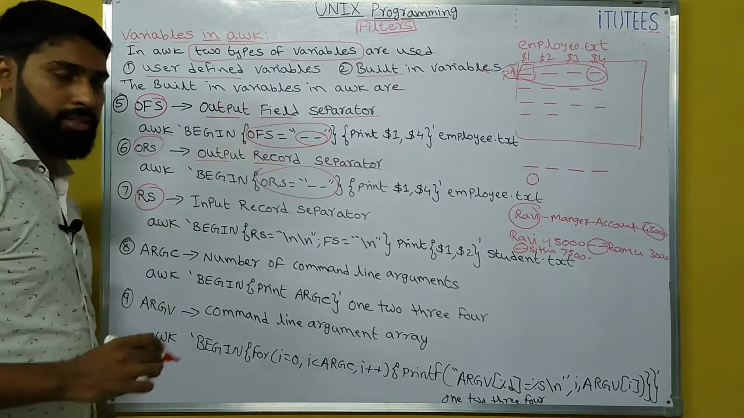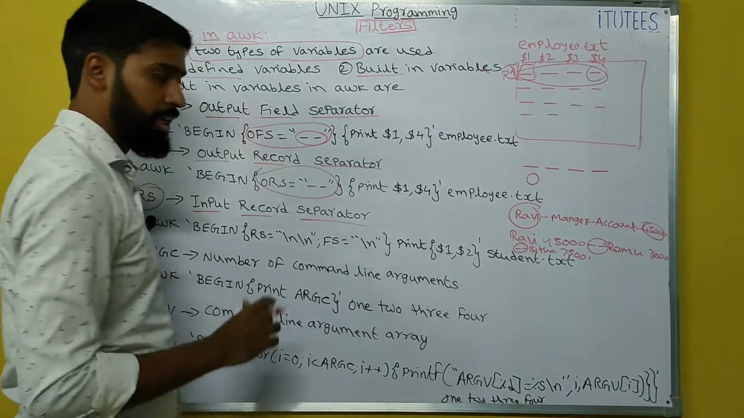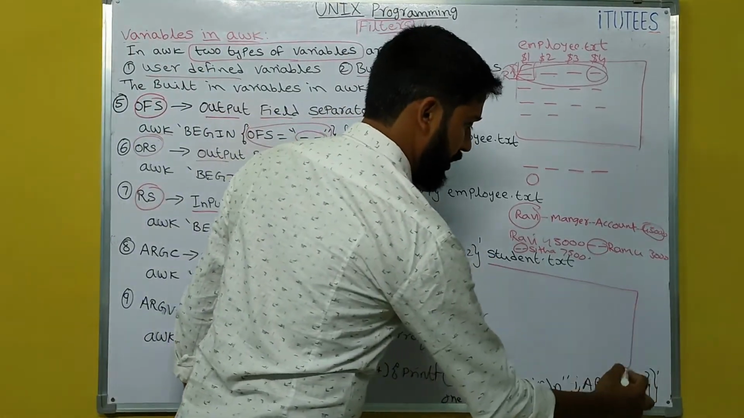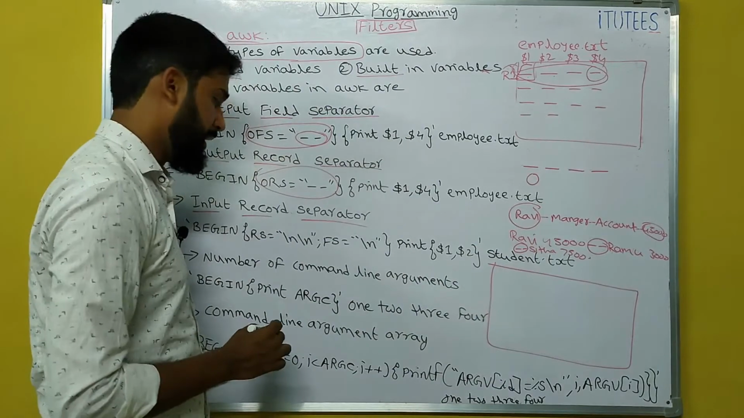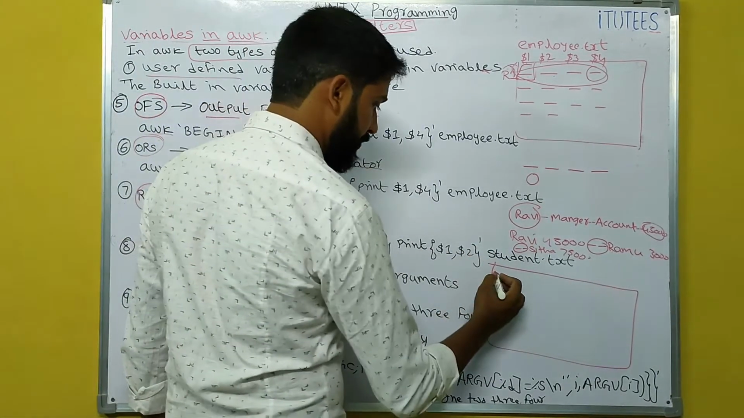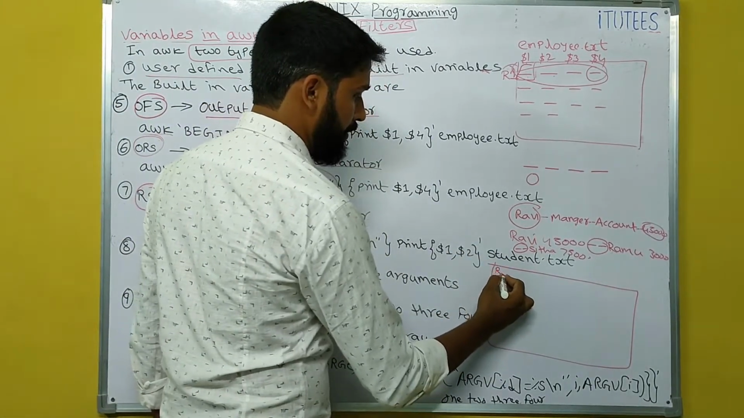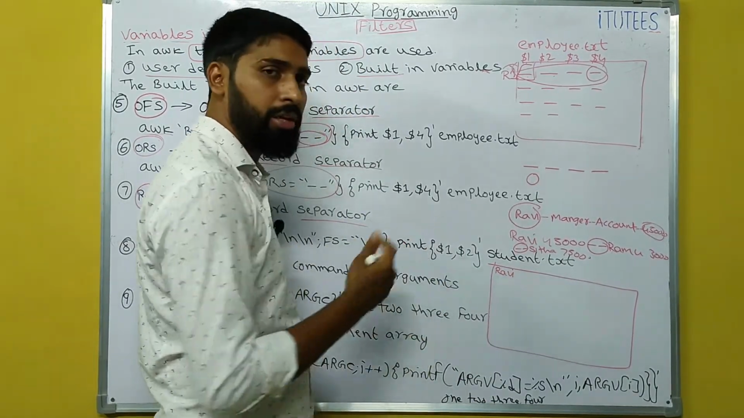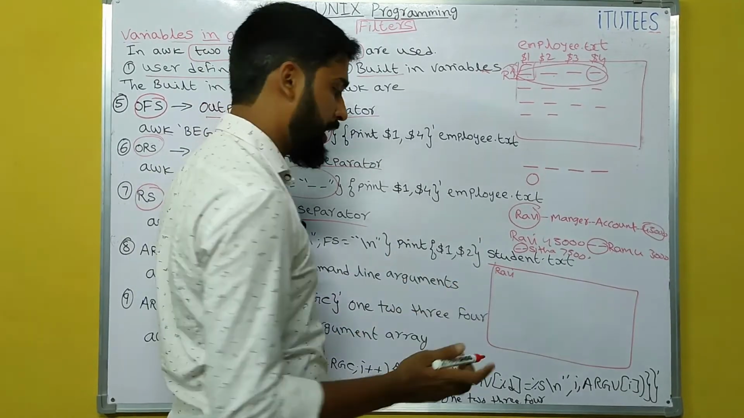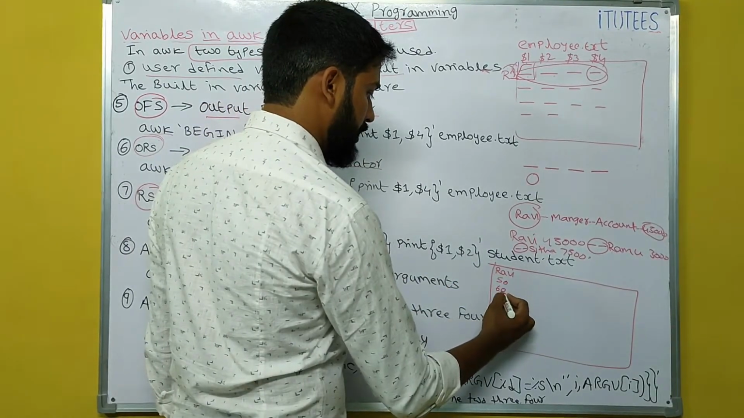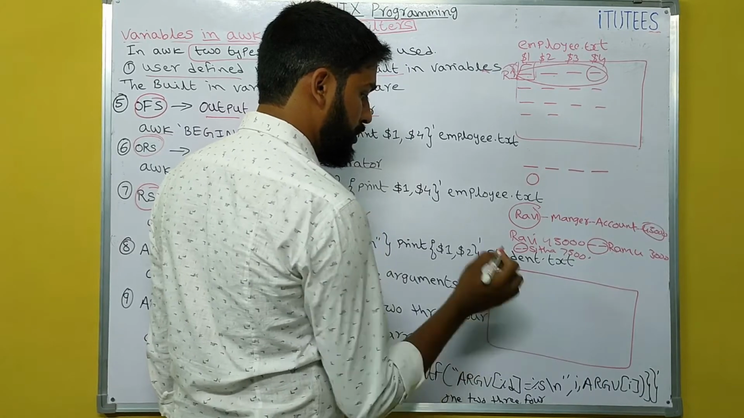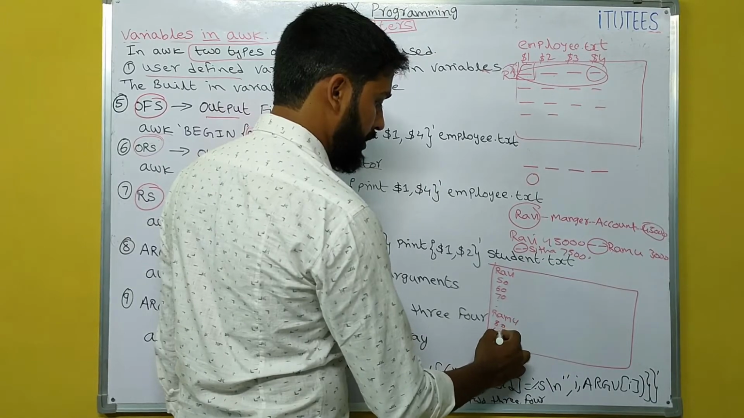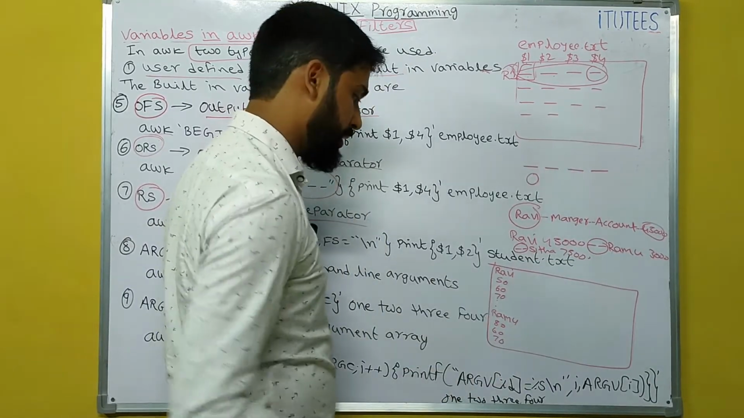Next one, RS, the input record separator. Let us assume there is a file named student.txt. Here the student name is Ravi, and the fields are separated with a new line. Normally we separate fields with space or tab, but here 50, 60 and 70 are on separate lines, and I give 2 new lines after that. Then I give the next record: Ramu 80, 60, 70, same like that.